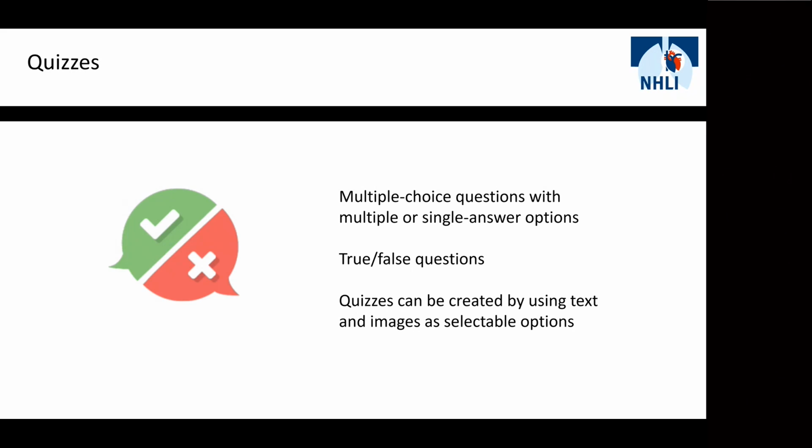Now, looking at quizzes, there are 3 main types of quizzes that are available within our toolkit. So we can create multiple choice questions with either a multiple answer option or a single answer option. We can create true or false questions. They can, of course, be yes or no questions, or we can word the options differently, but essentially there are 2 answer options available to students.